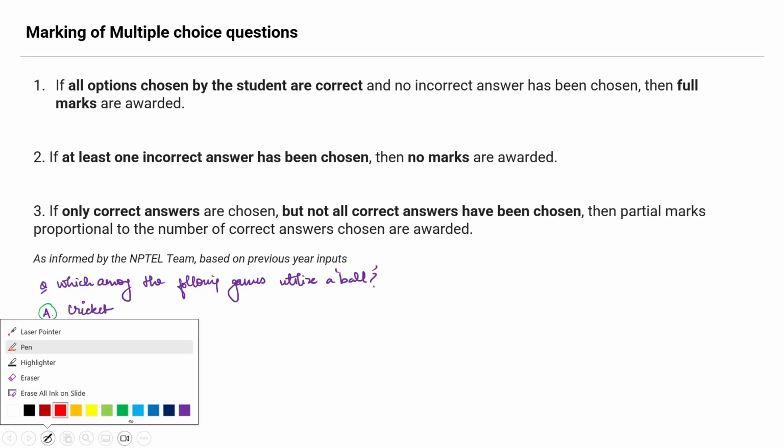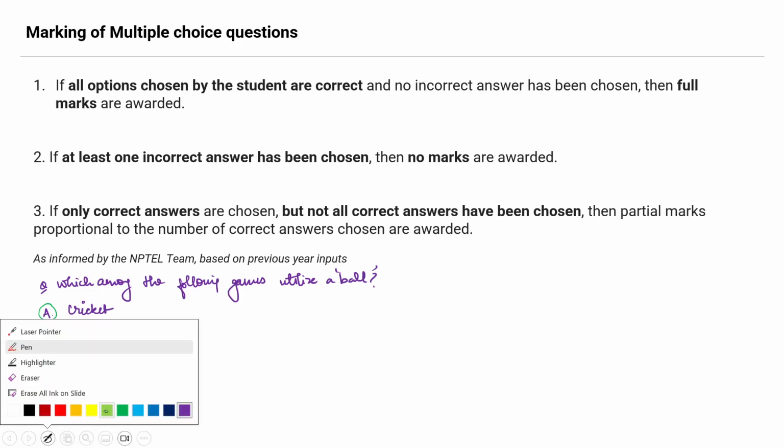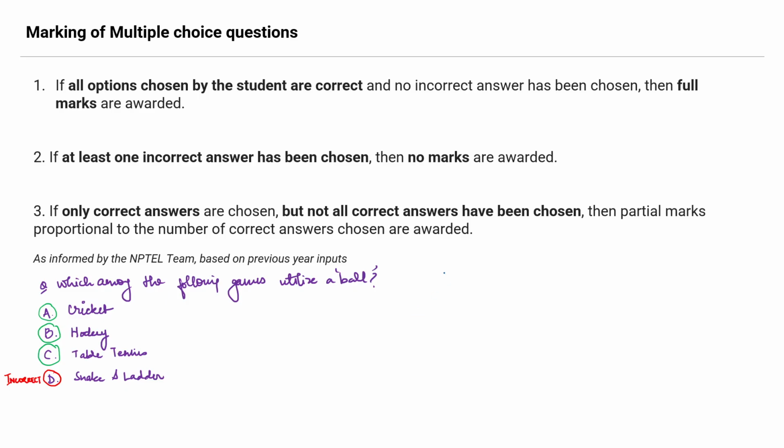Now let's take the scenarios for helping you to understand what it is that we are referring to. Let's take scenario one, and it says if all options chosen by the student are correct and no incorrect answer has been chosen, then full marks are awarded. Which means if I selected A, B, and C and I submitted it, I'll get full marks. So if it is a 1 mark question, I'll get 1 out of 1.